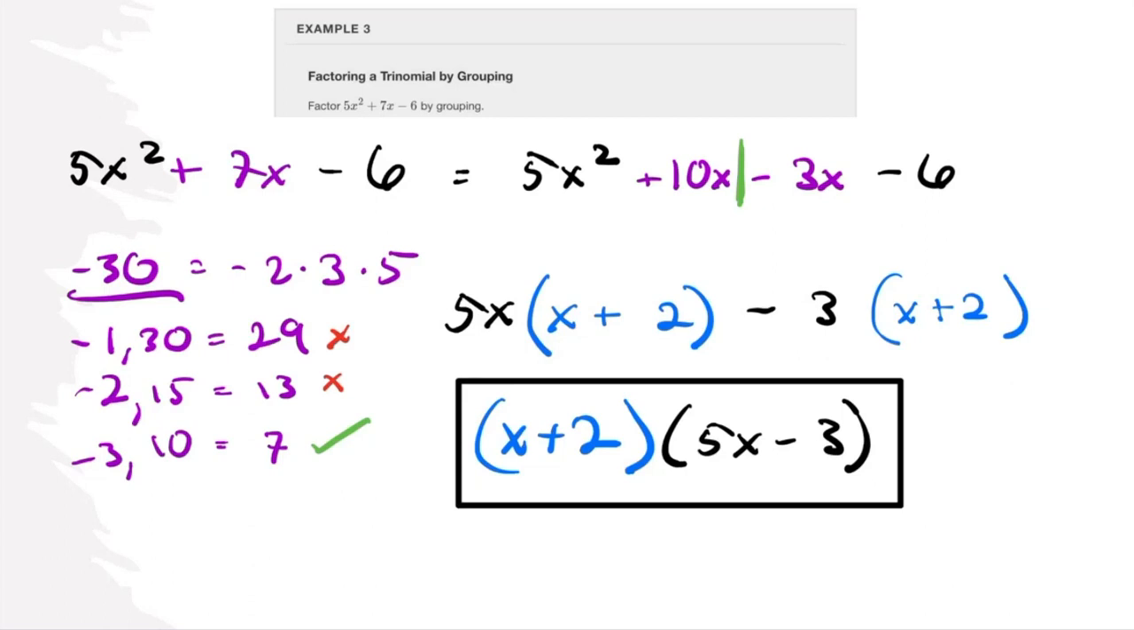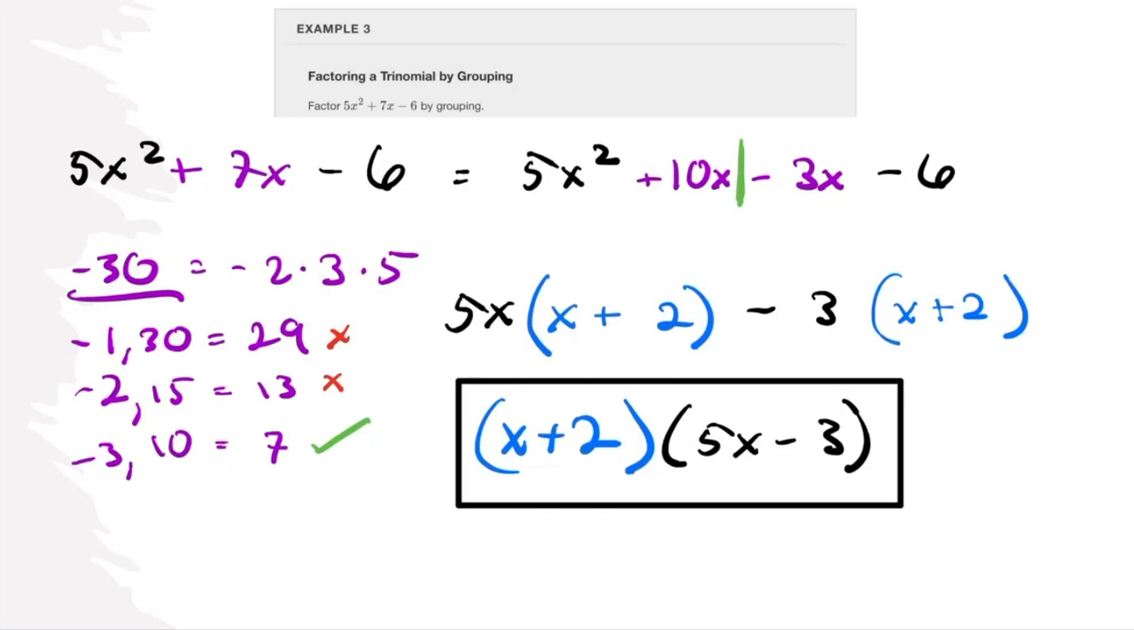Then we grouped the first two terms together. They had a common factor of 5x, right? And the second two terms, when we grouped them together, had a common factor of -3. And then each term had a common linear binomial factor of x plus 2. So we factored that out, and we got here, right? That takes practice.